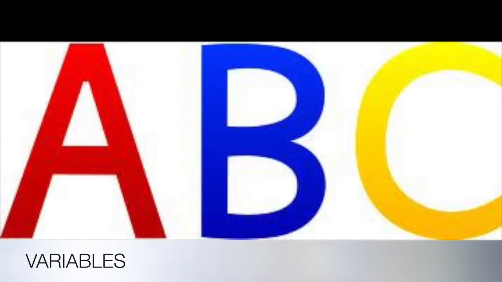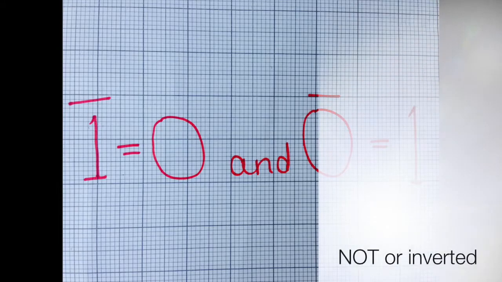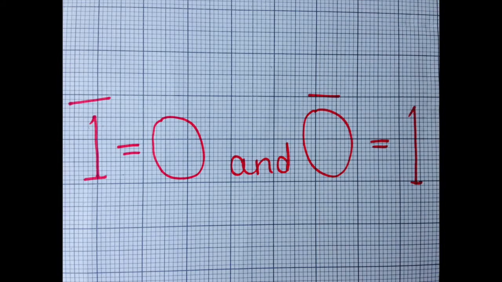If a variable is inverted or NOTed, then this has a bar across the letter. For example, another way of saying this is, since there are only two possible levels, if the level is not 1, it must be 0, or if the level is not 0, it must be 1, as seen in the example here.